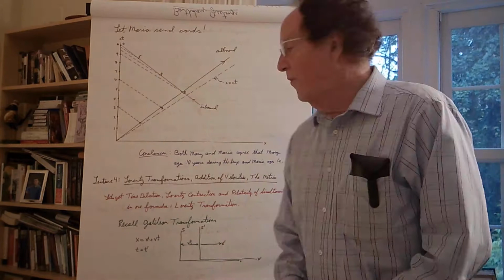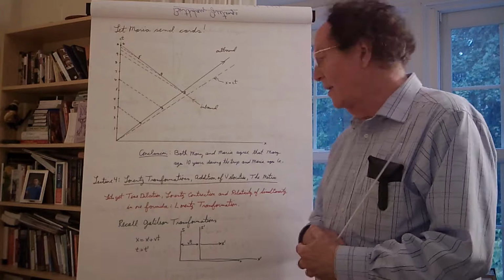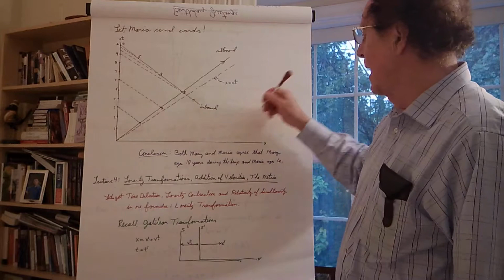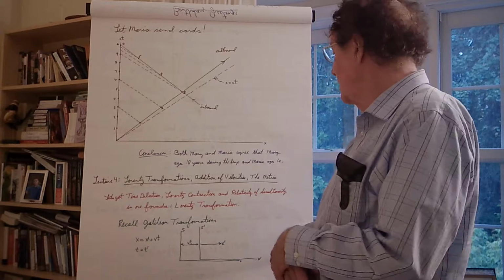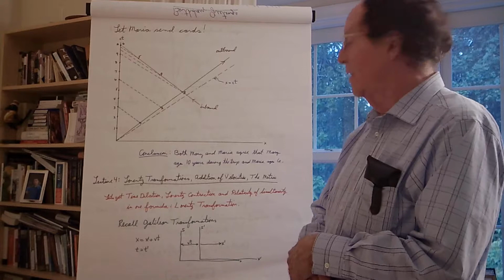So let's begin lecture four. That's going to be on Lorentz transformations, the generalization of Galilean transformations from Newton's world to Einstein's world. And we'll take a look at the addition of velocities. Remember in Galileo's world, they just add linearly. It can't be true in Einstein's world because it's not consistent with the existence of a speed limit. So let's see what the rule is for adding velocities.